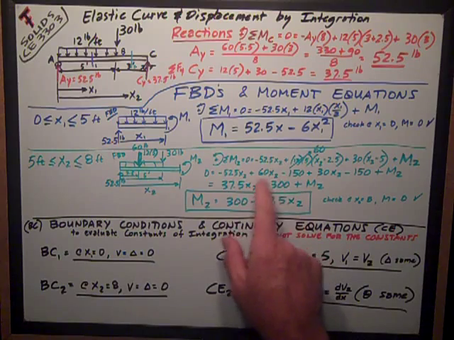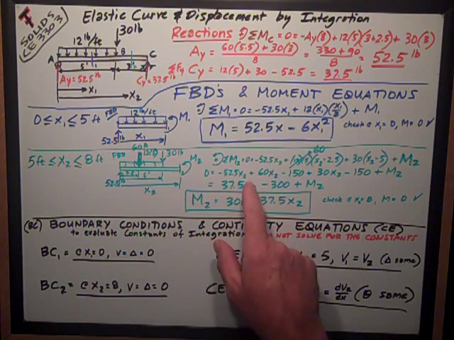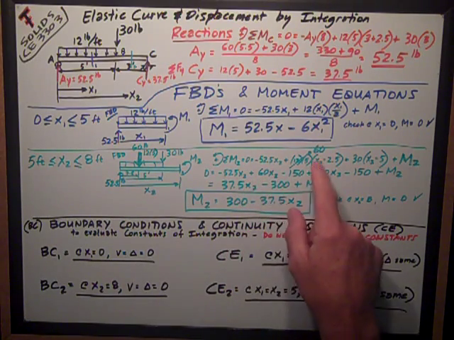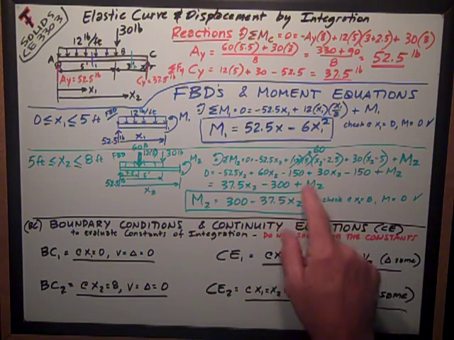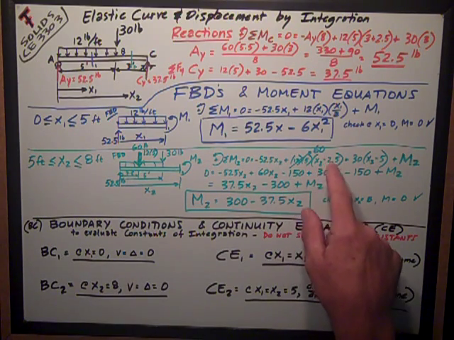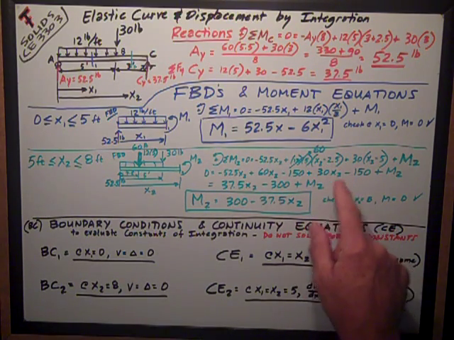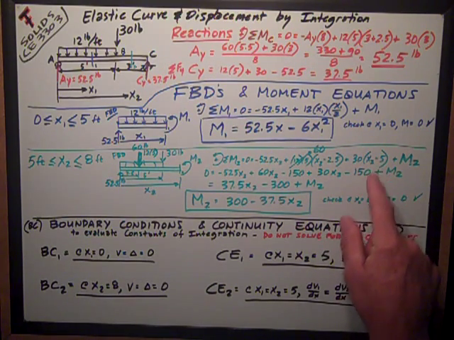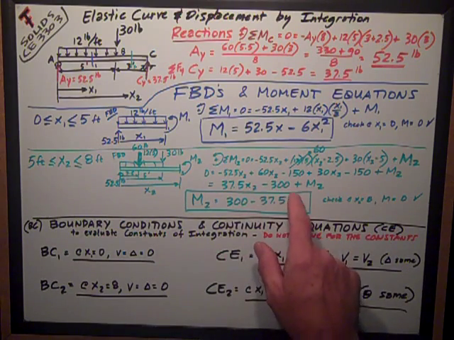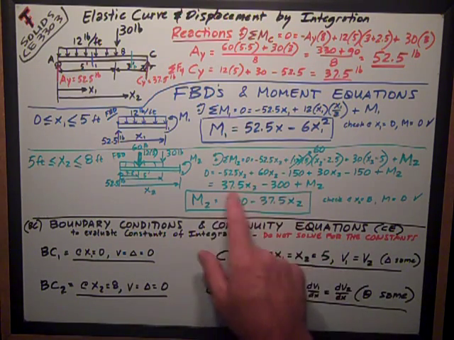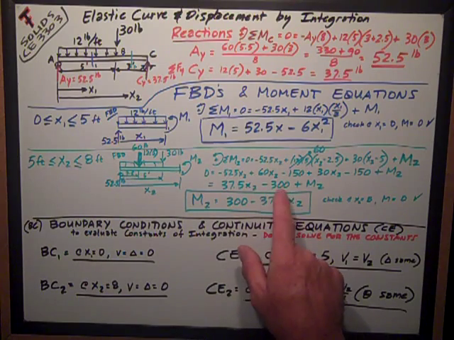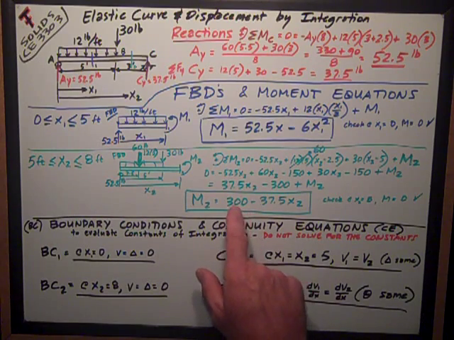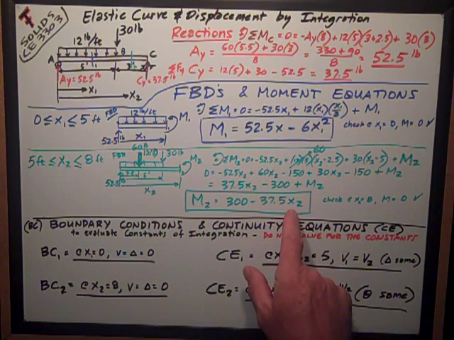Do a little math, combine terms, I get 0 is equal to negative 52.5 x2 plus 60 x2, which is 60 times x2, minus 150, which is 60 times 2.5, negative, plus 30 x2 minus 150 plus M2. Combining the common terms, I get 37.5 x2 minus 300 plus M2. So therefore M2 is equal to 300 minus 37.5 times x2.